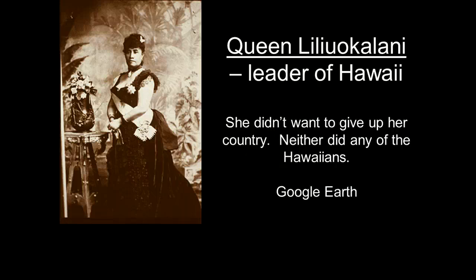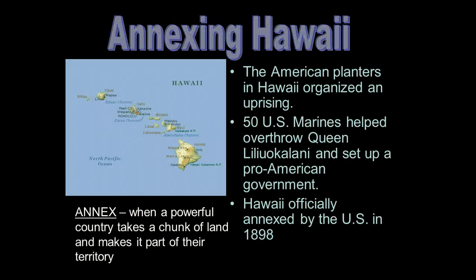Hawaii was a kingdom, and at the time the leader was Queen. Ooh, you guys want to try to pronounce this on your own? That'll be fun. How about Queen Liliuokalani? Say it yourself, kids. It's fun. Queen Liliuokalani, leader of Hawaii. Of course, she doesn't want to give up her country. The white businessmen formed a little violent takeover, a coup, and organized an uprising, they'll call it.